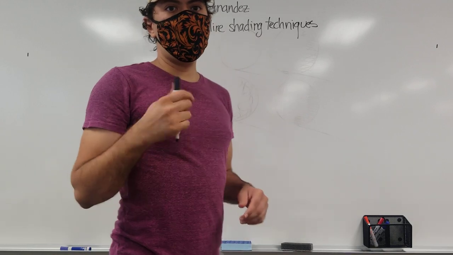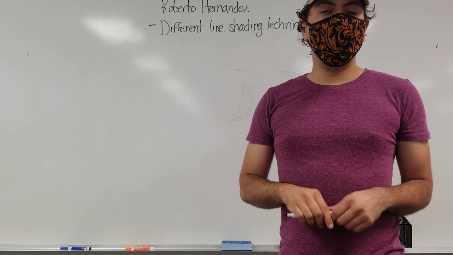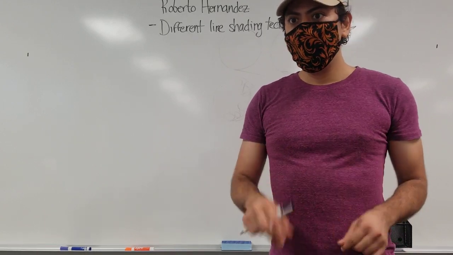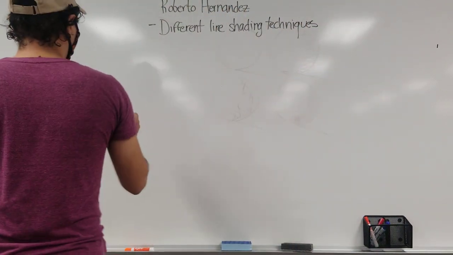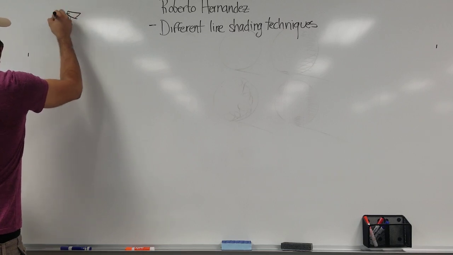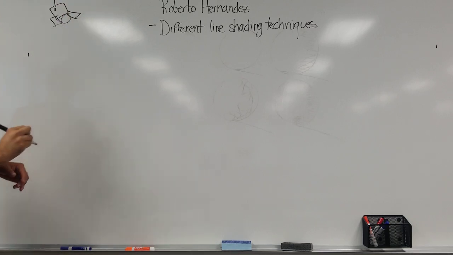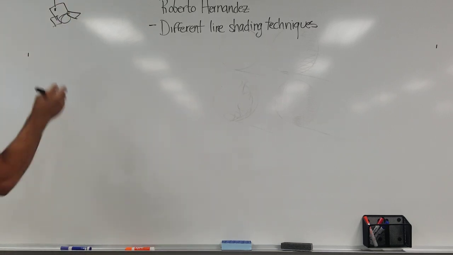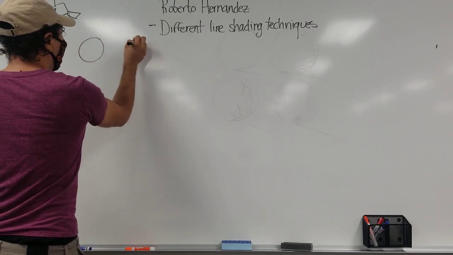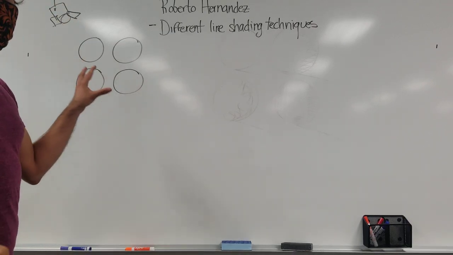So the thing about shading is that in drawing, we have to use a technique called shading to simulate light and perspective and dimension. So for instance, if I have a light source that is here, right? Let's imagine that this is kind of like a theater light. And this light is shining at these four different spheres.